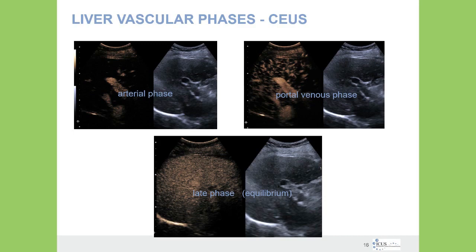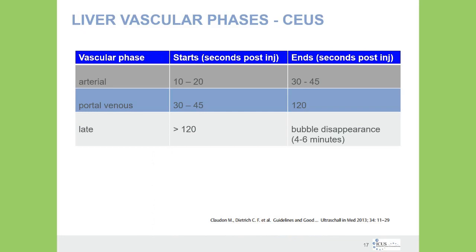There have been guidelines established for when we see blood flow. The arterial phase in the liver starts about 10 to 20 seconds after injection, and that's why we need to have that transducer in place at the time of injection. The arterial phase ends about 30 to 45 seconds after the injection, at which point the portal venous phase commences. The portal venous phase can last up to 2 minutes after the injection, at which time the late phase commences. And those bubbles will last, as I said, for about 4 to 5 or even 6 minutes after injection.